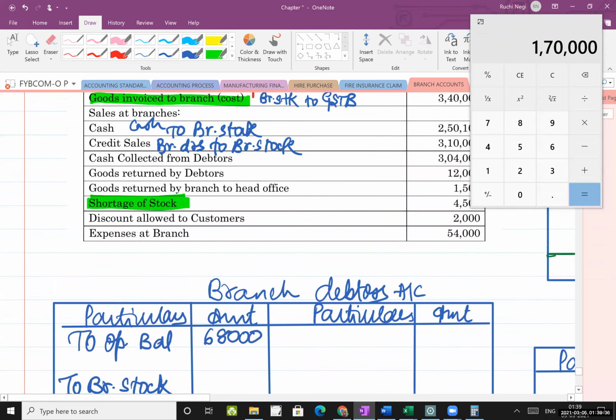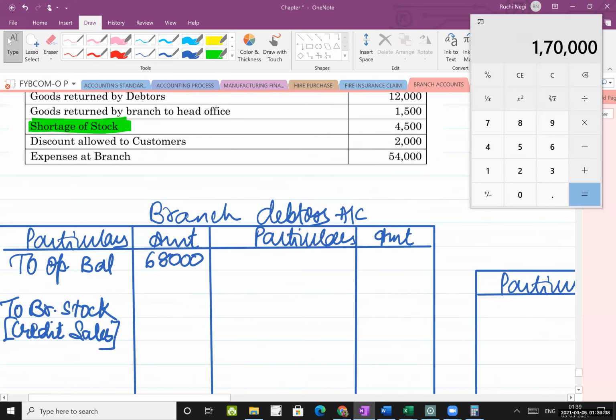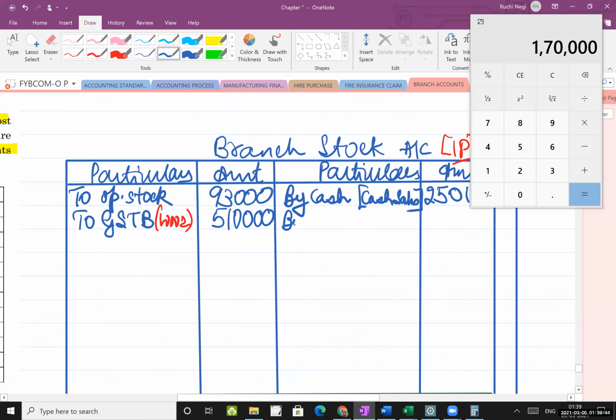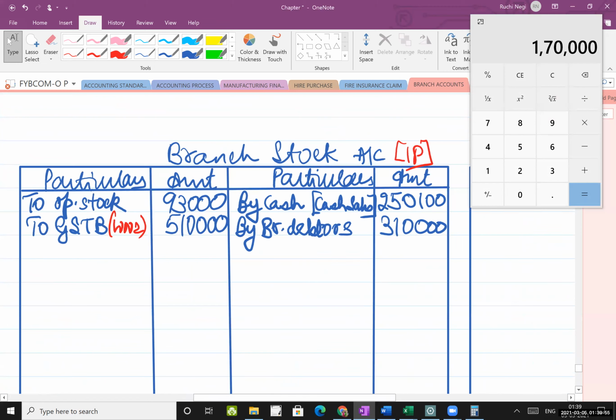Okay. What is the amount? 3 lakh 10. So right here 3 lakh 10,000. Second effect will come here by branch debtors, 3 lakh 10,000. This is what? This is credit sales. Can be more specific while writing on this.